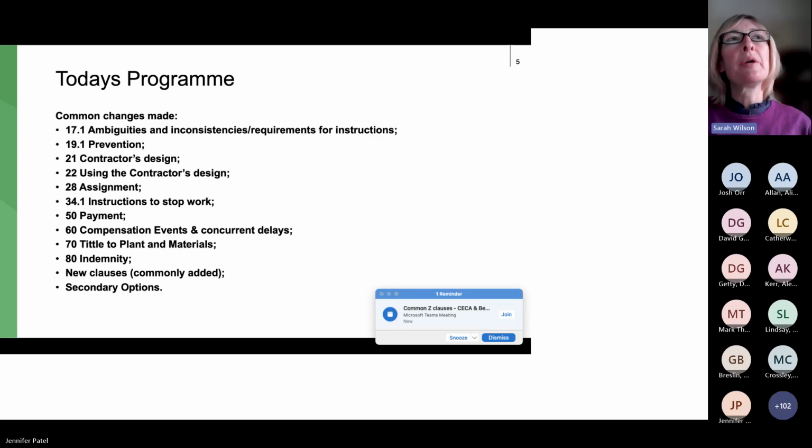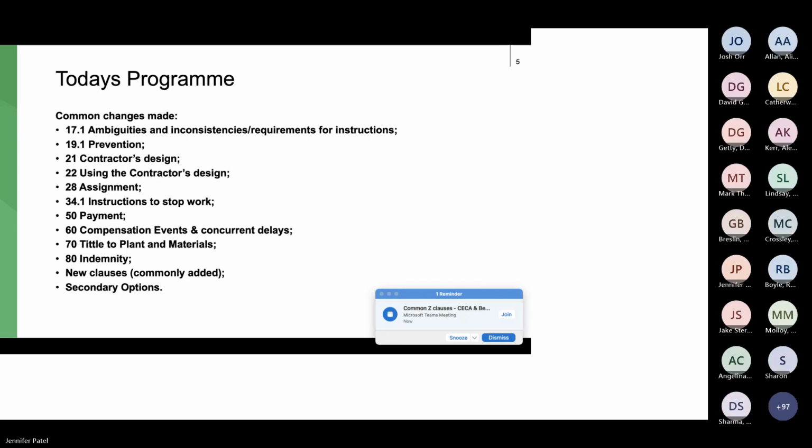So this is the programme, and I'm going to, first of all, after we've looked at what we're looking at today on the agenda, look at what kind of changes we're looking at generally. But these changes, they're all referenced by the clause numbers. And they sort of fall into a few categories.